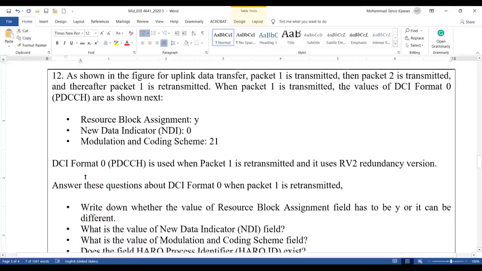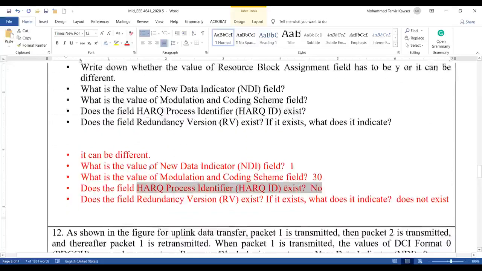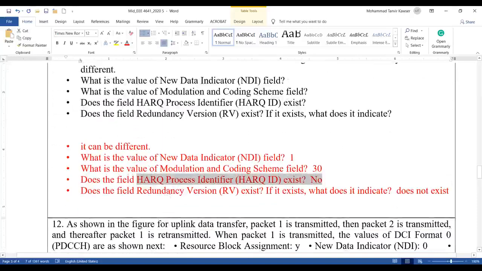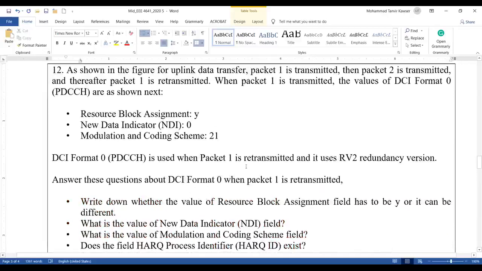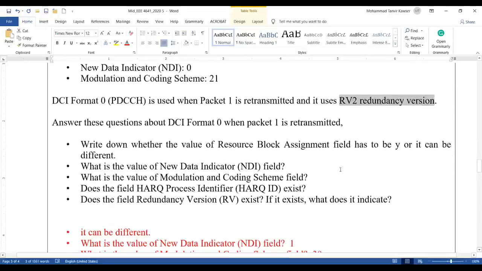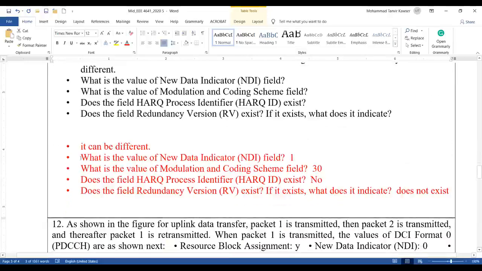The new PDCCH will also not require the redundancy version. In the case of retransmission, you are indicating that you want to use RV2. But to indicate this RV2, you don't have to use any redundancy version field in PDCCH.